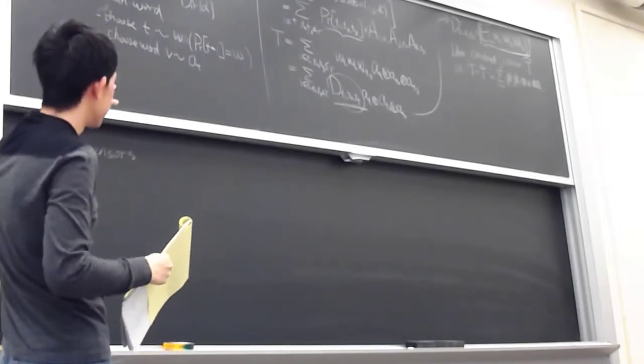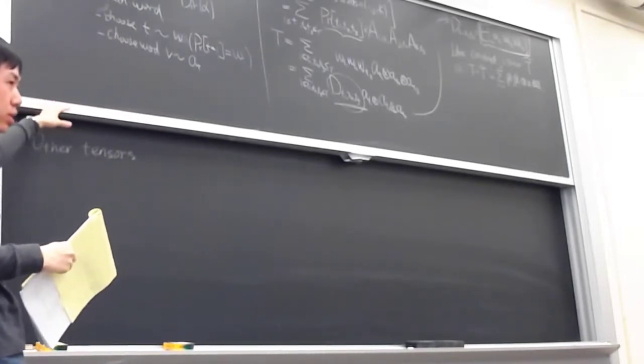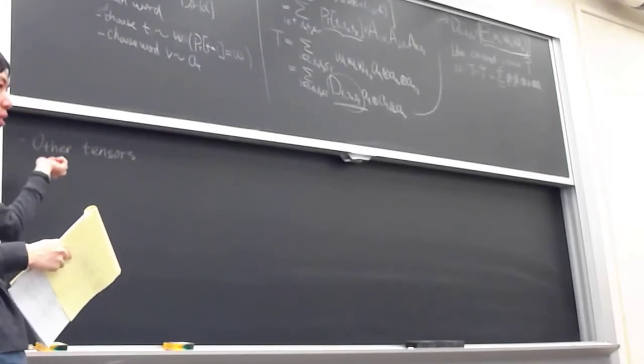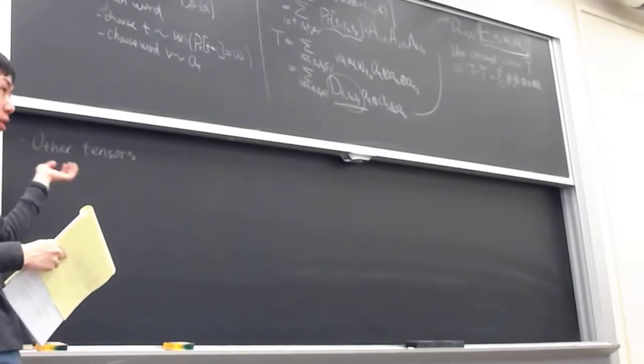So for this first tensor, the way we construct the tensor is we take a document, we look at the first three words, and we estimate the probability that these first three words are equal to I, J, K.